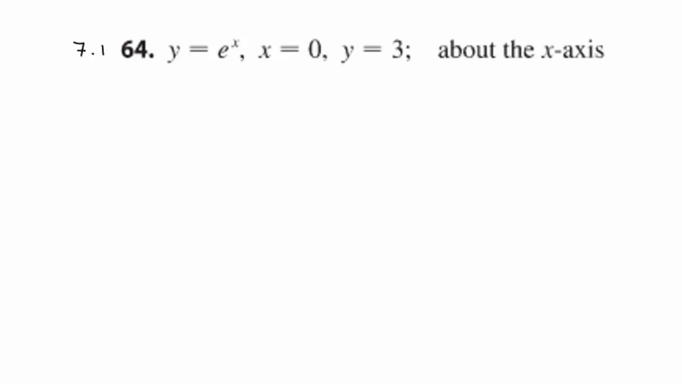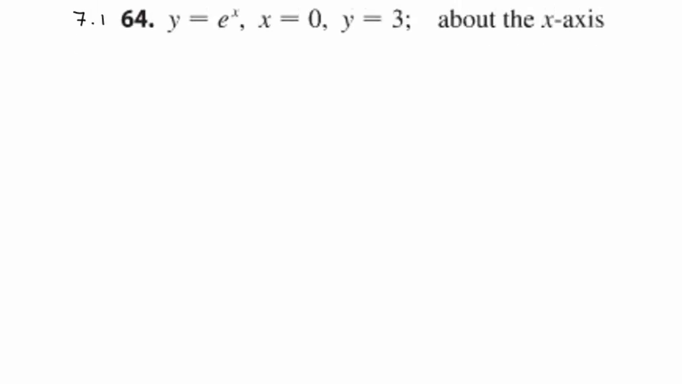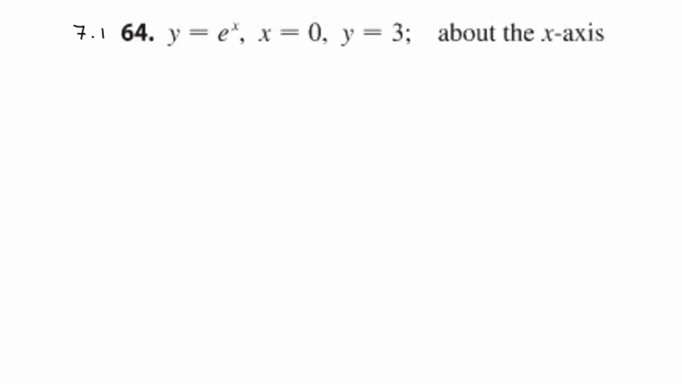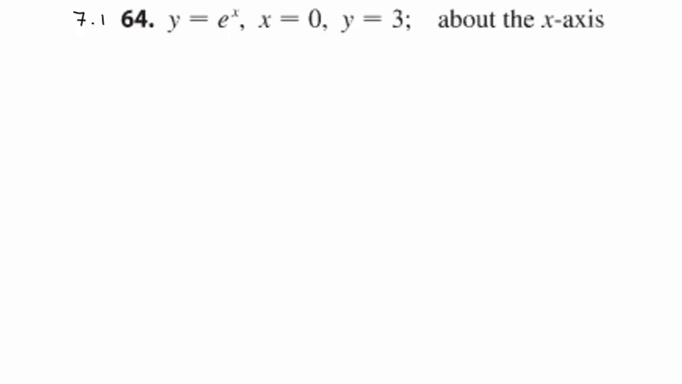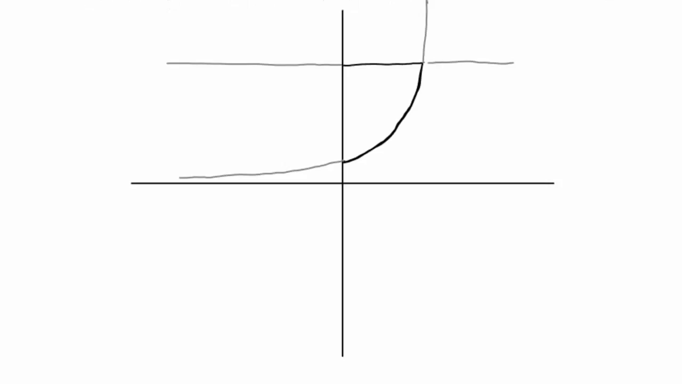By request, this is the solution for 7.1, number 64, out of the 8th edition of the Stewart text. This is a rotation about the x-axis of the region bounded by y equals e to the x, y equals 0, and y equals 3. I'm going to take a moment, pause the video, and draw that region.